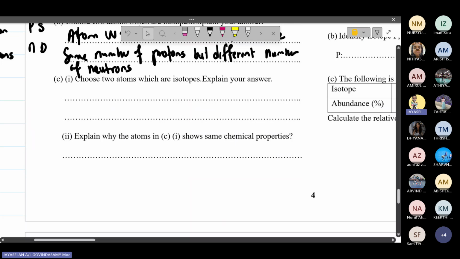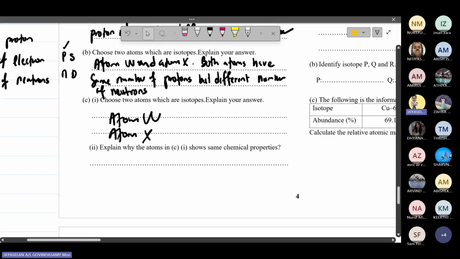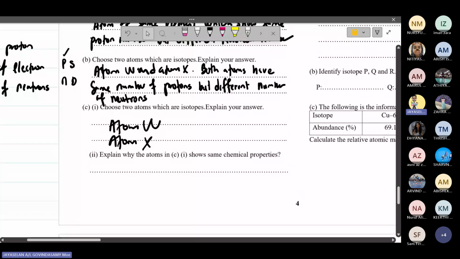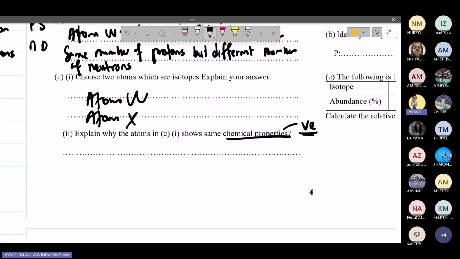Explain why atoms in C1. So that means this one. You choose atom W and atom X. Why do both atoms show the same chemical properties? Anyone want to try? Yeah, remember, very good, Ani. The chemical properties of an atom is determined by the valence electron, must memorize.